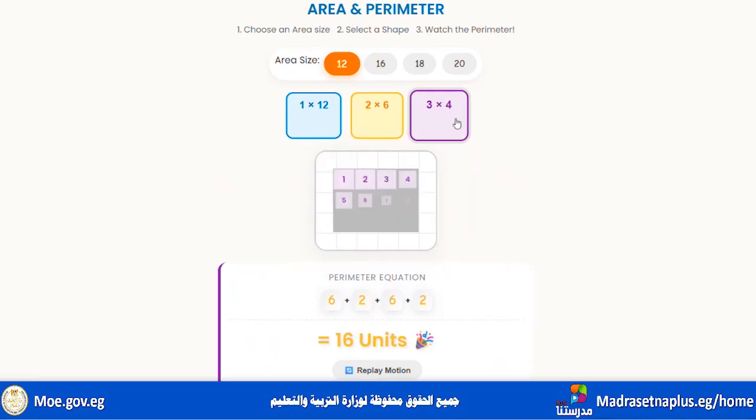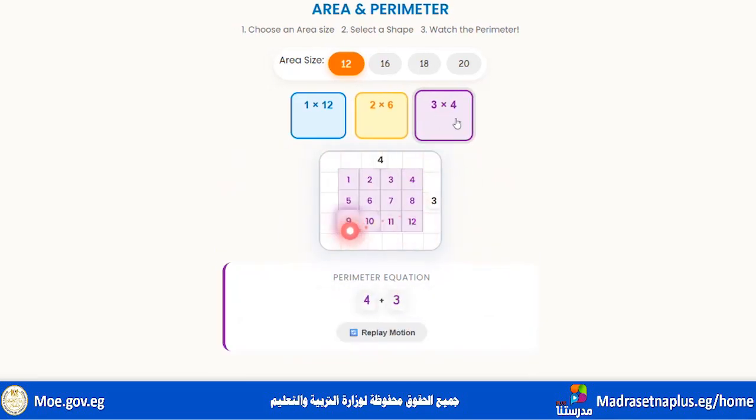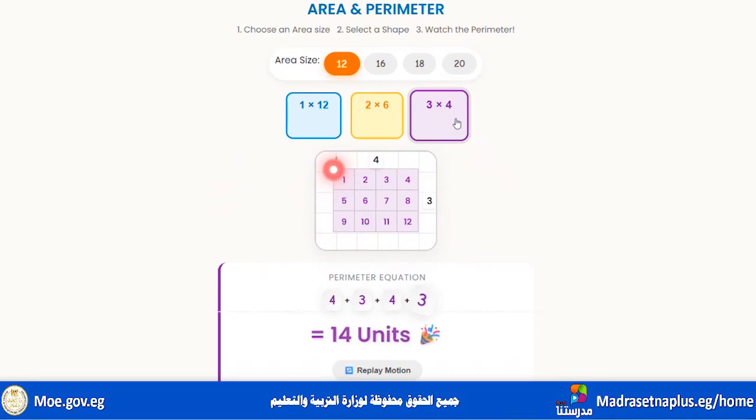We have another one. Its area is 12 too, but its perimeter is 4 plus 3 plus 4 plus 3. That means what? The sum of side lengths is 14 units. We have 3 polygons with the same area but different perimeters. First one, 1 times 12 equals 12, 2 times 6 equals 12, 3 times 4 equals 12. That means we have 3 polygons with the same area but different perimeters.